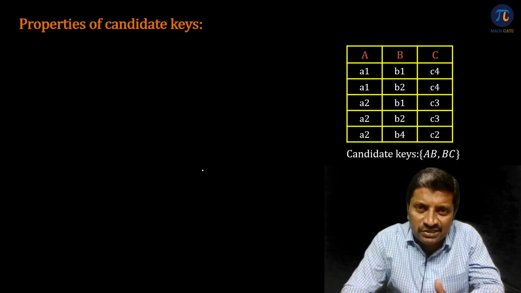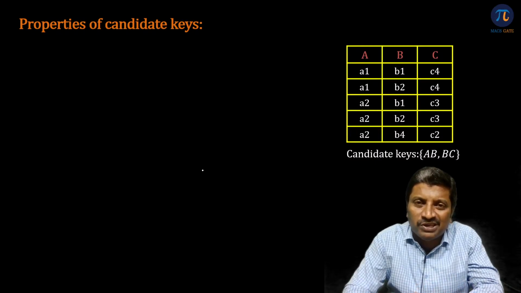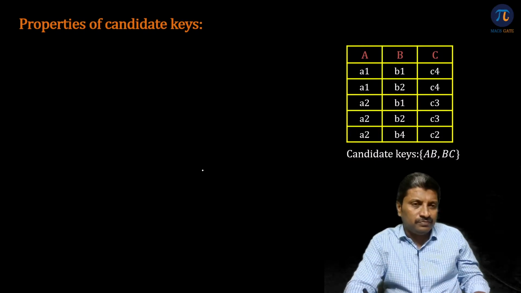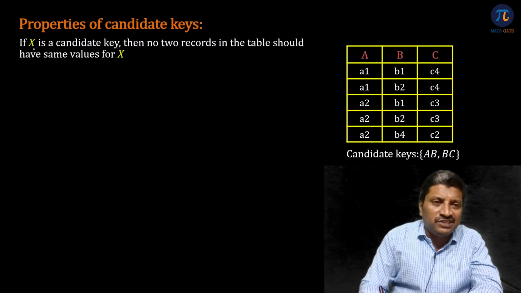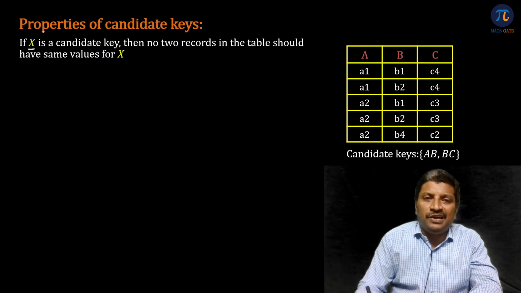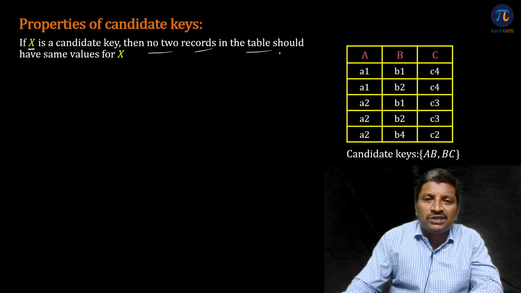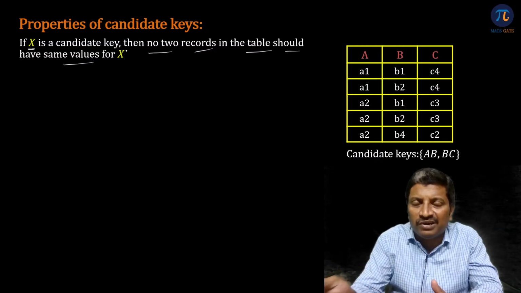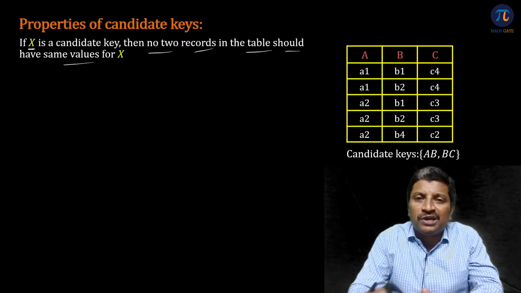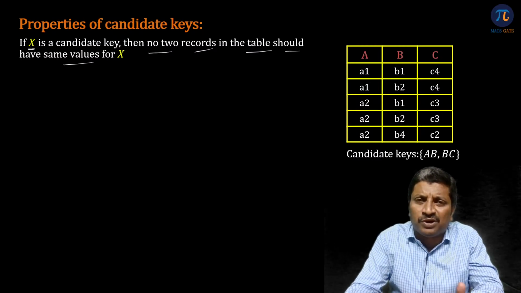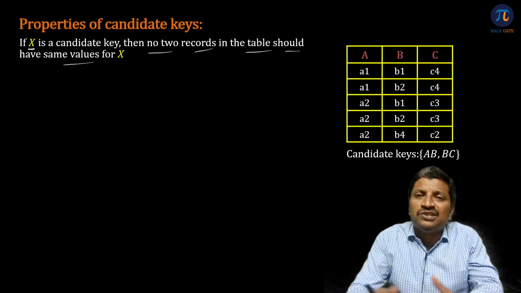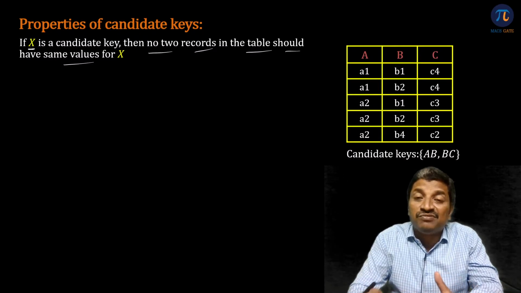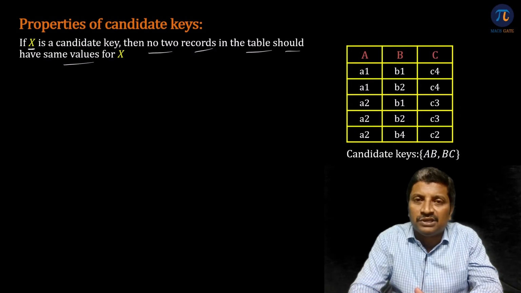We have already discussed it. Just let me list out the properties we discussed. If X is a candidate key, then no 2 records are having the same values. If it is a candidate key, only 1 record will respond. If 2 records are having the same value, 2 will respond, and that means it is not a key. A candidate key, first of all, is a key. You should identify the records uniquely.